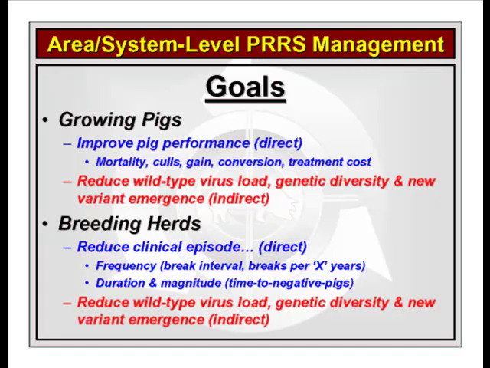But with both growing pigs and breeding herds, if area regional control is to be effective, the additional goals for growing pigs and breeding herds are really the same: reduce wild-type virus load, reduce genetic diversity of the viruses in the area region, and reduce the risk of new variant emergence. Those are indirect effects. When you sell the pigs, you're not going to get paid for this in the short term. The value of this is more of an investment that's paid off in the long term.